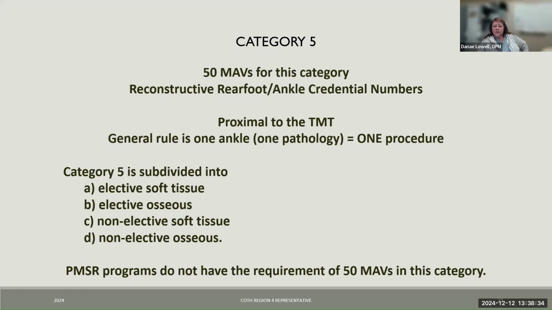Category 5 is further subdivided into elective soft tissue, elective osseous, non-elective soft tissue, and non-elective osseous procedures. To ensure diversity is met, make sure the appropriate selections are made according to the pathology.